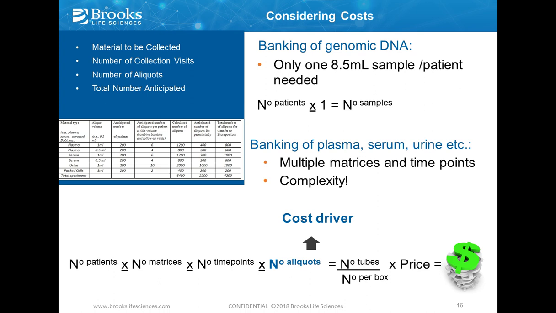And when considering cost, one of the things that we always like to advise is make sure that you do the math associated with it. So typically people know what material wants to be collected and at which visit it needs to be collected. Then when you start planning your aliquoting plans, you really have to say, what is the total number that I'm going to anticipate? If you're only collecting one sample per patient, then that math is pretty simple. But when you start collecting samples across different matrices and you're looking to have multiple aliquots, those numbers can really increase and drive up the cost of your study.